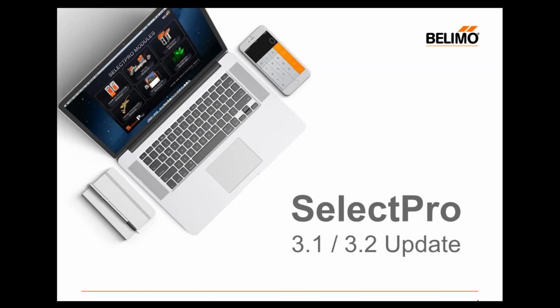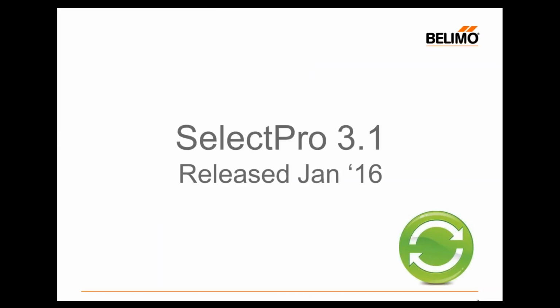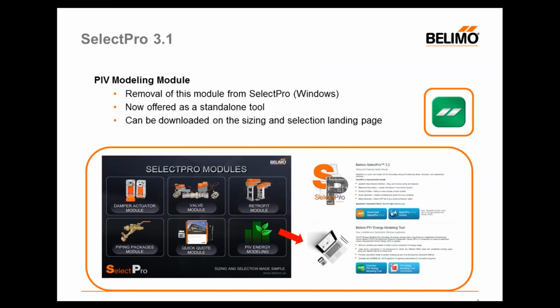2016, starting in January, we released 3.1 and then in April 3.2. I'm going to be going over what these new introductions were, features and enhancements, and any changes we made to the system. So SelectPro 3.1 was released January 2016.